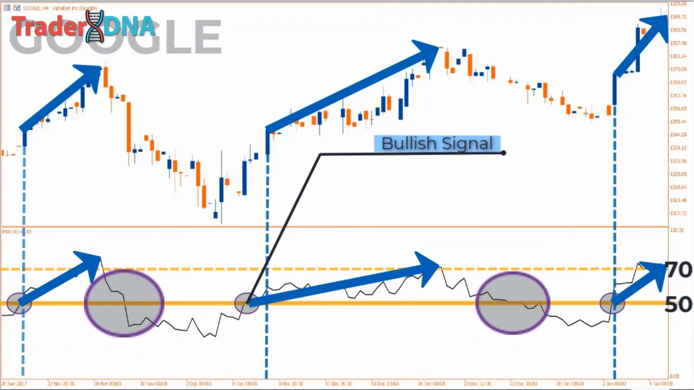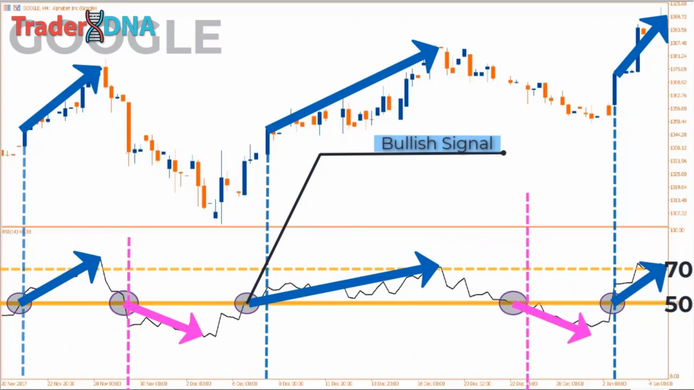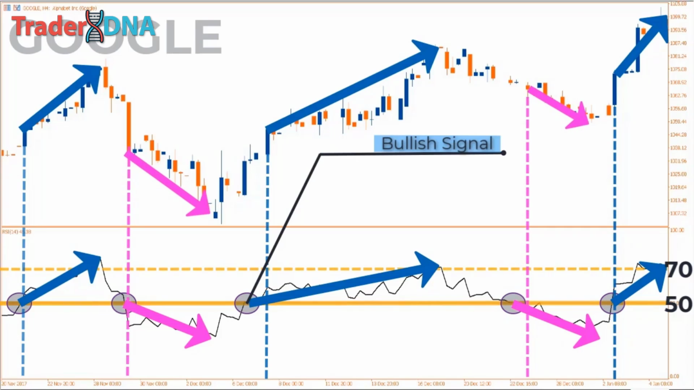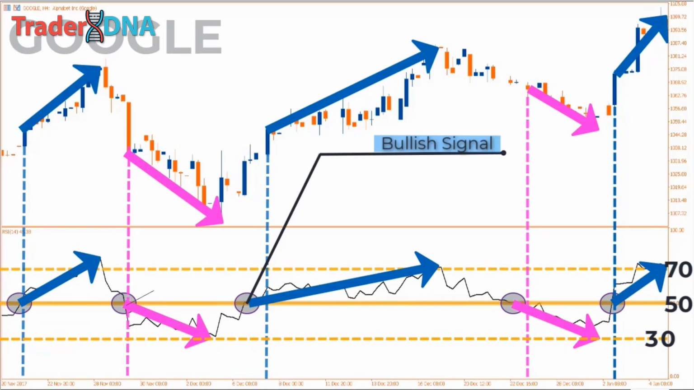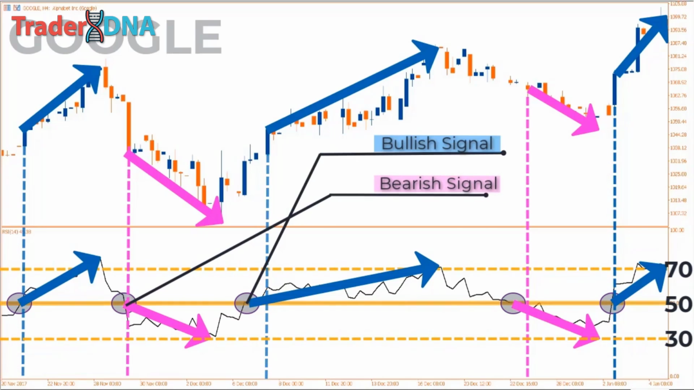A movement from above the centerline or 50 line to below indicates a falling trend. The falling centerline crossover occurs when the RSI value crosses below the 50 line on the scale, moving towards the 30 line. This indicates the market trend is weakening in strength and is seen as a bearish signal until the RSI approaches the 30 line. Here are other examples of the RSI centerline crossovers trading.